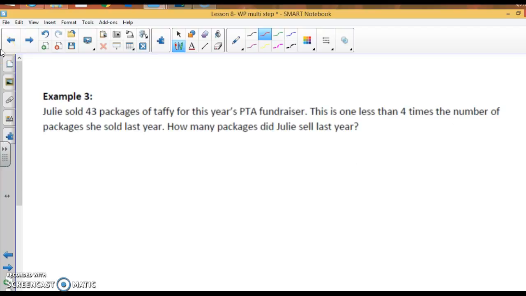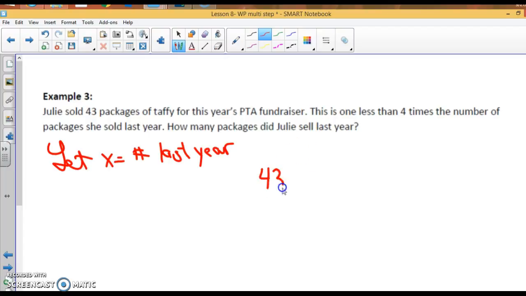Julie sold 43 packages of taffy for this year's PTA fundraiser. This is 1 less than 4 times the number of packages she sold last year. How many did she sell last year? So we're going to say let x equal the number last year. Define your variable. What are you looking for? This year she sold 43. And they said, this is, so 43 is 1 less than 4 times the number last year. Well, 4 times the number last year is 4x. 1 less is -1. Make sure you do -1 and not 1 minus. Because you're 1 less, you're subtracting 1.